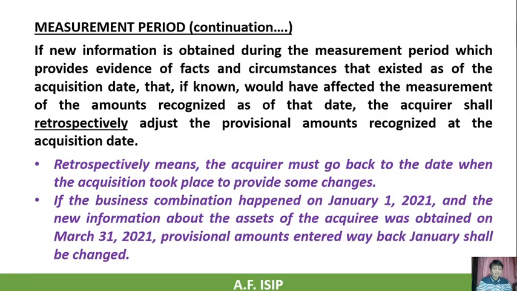If the business combination happened on January 1, as I have said, and the new information about the assets of the acquiree was obtained on March 31, the provisional amounts entered way back in January shall be changed. So if the acquirer provided provisional amounts at the time of business combination, those should be adjusted upon receipt of the new information.